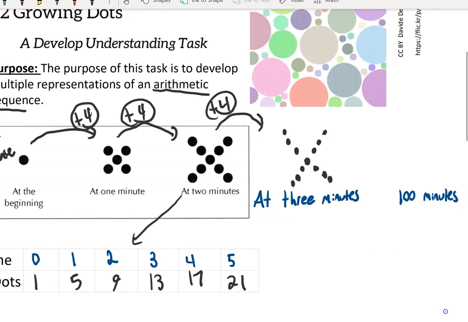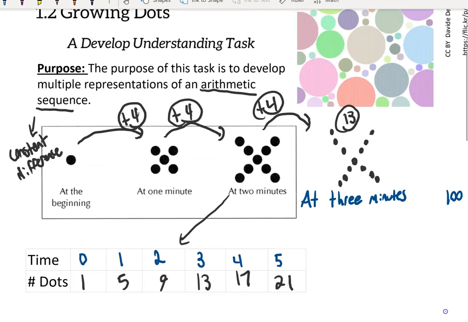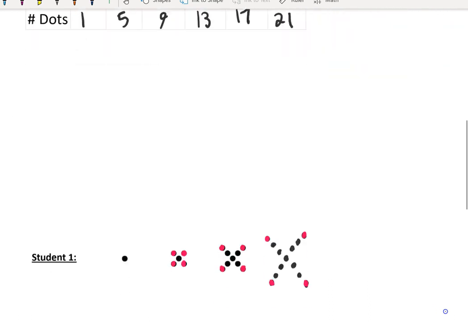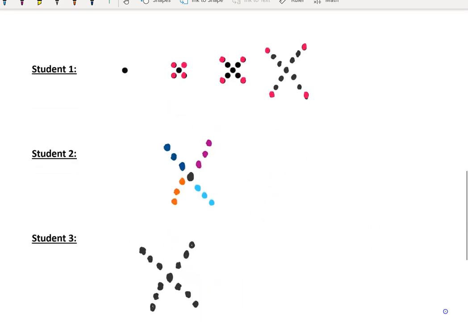But to answer this next question, at 3 minutes, that was 13 dots as the answer to the question. To answer this question of 100 minutes is a little bit harder because I don't really feel like adding 95 more times. You might, and you could, but I wonder if there's a more efficient strategy. And so to get there, let's break down this series of images in the way that 3 different students might represent it. One of the most intuitive ways is the way we were just talking about.